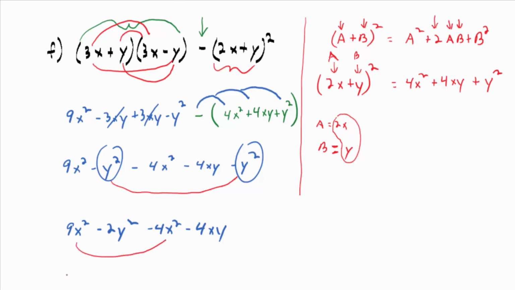So 9x squared minus 4x squared is 5x squared. You always have to search it to make sure you didn't miss any when it's this long, and when the like terms aren't lined up to begin with. So what do we have all together? We have 5x squared minus 2y squared minus 4xy. Okay, is there anything else to do? We good to go? All right. Okay.